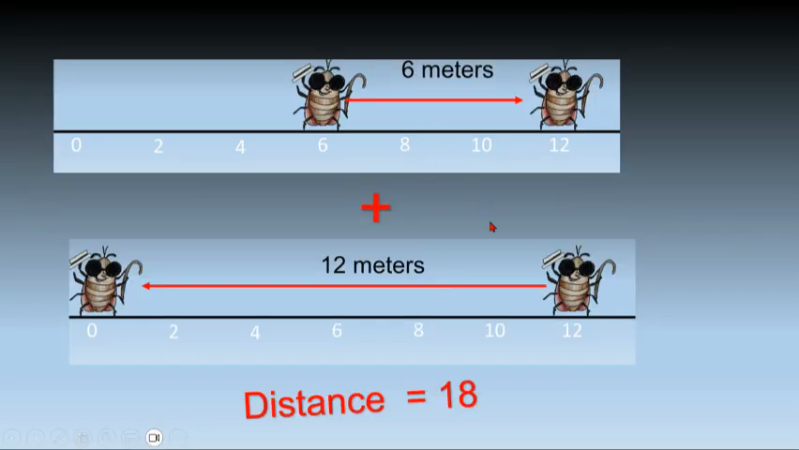And this makes sense because if you watched his motion, he went from 6 to 12, which is 6 meters. Then he went backwards 12 meters. So if you add that together, it's 18 meters.